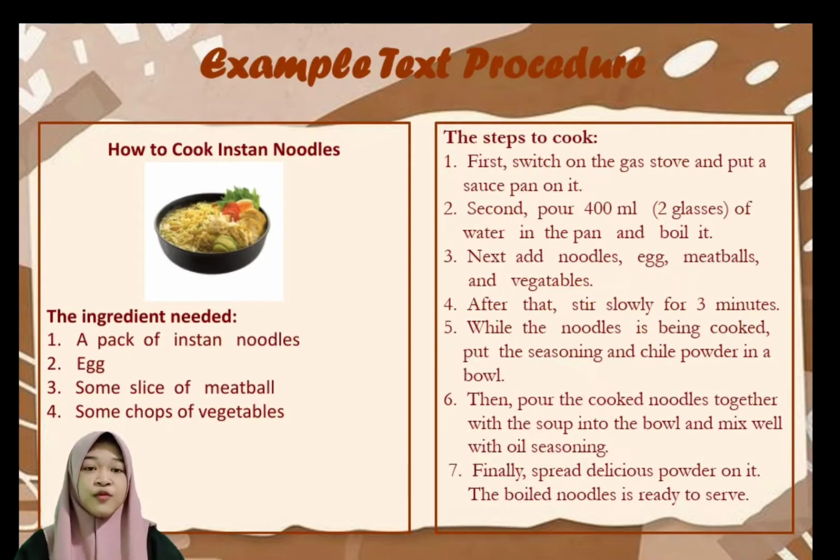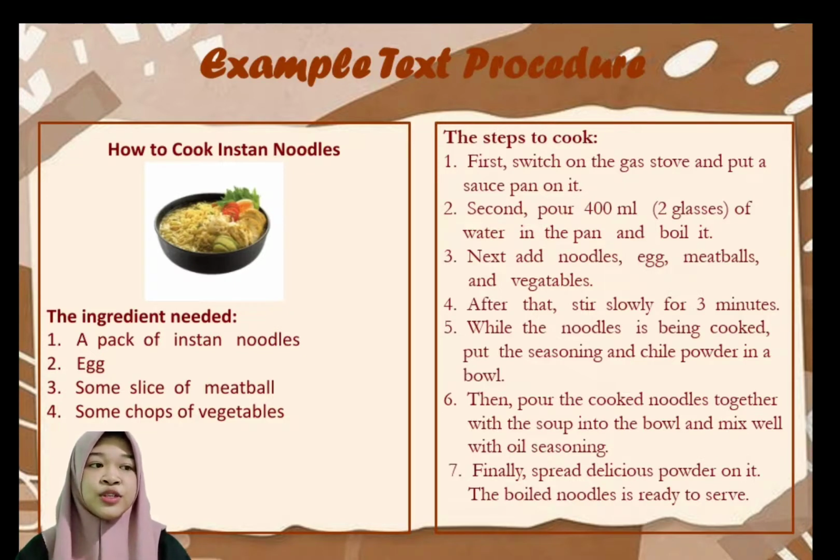One example of a procedure text is about how to cook instant noodles. The ingredients: 1. A pack of instant noodles. 2. Egg. 3. Some slices of meatball. 4. Some cups of vegetables. The steps to cook: first, switch on the gas stove and put a saucepan on it. Second, pour 400 ml or 2 glasses of water in the pan and boil it.